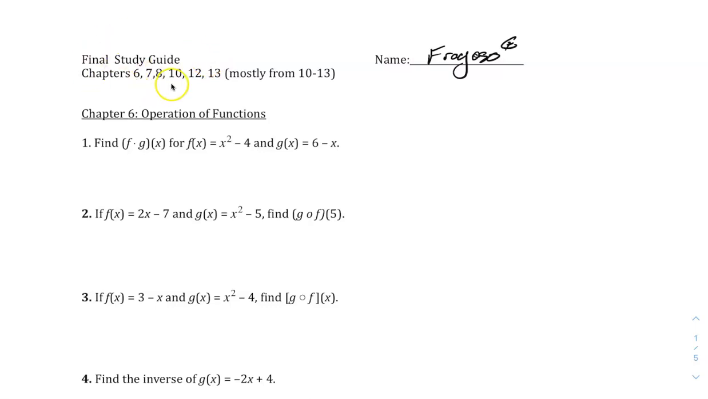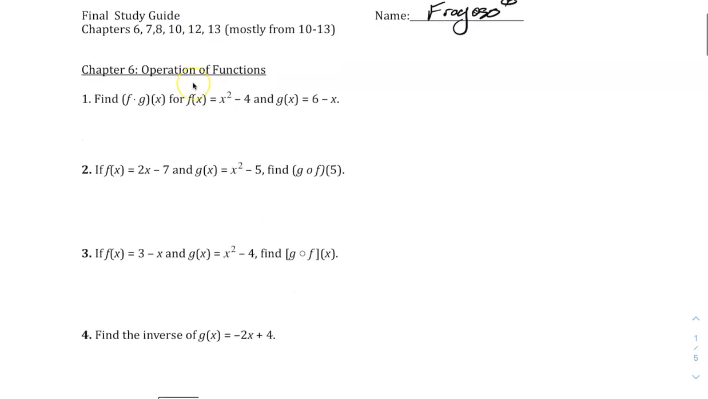Final psych for semester 2. So it's gonna be chapters 6 through 13. Most of the high point marks are gonna come from 10 to 13 though. Remember, not 11. We did 11 in first semester. So let's just start going through it.